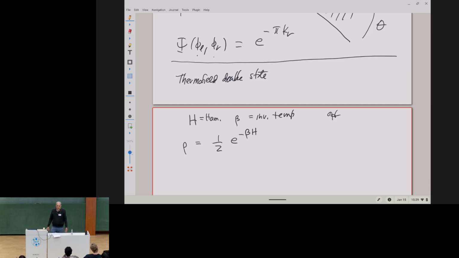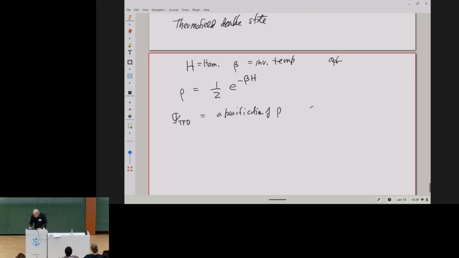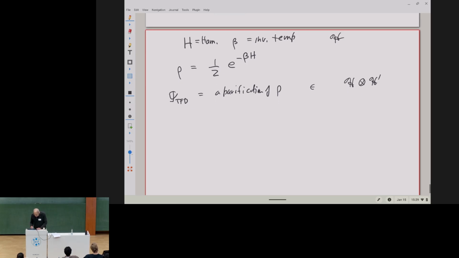That's a nice example of a density matrix, but that density matrix has a particularly nice purification, which is called the thermofield double. The thermofield double is a purification of rho that's especially nice. It's in a Hilbert space that people usually describe as the tensor product of two copies of H. But more canonically, it's the tensor product of H with its complex conjugate, or time reversal conjugate. And the state, psi TFD, is 1 over the square root of Z times e to the minus beta over 2 H.